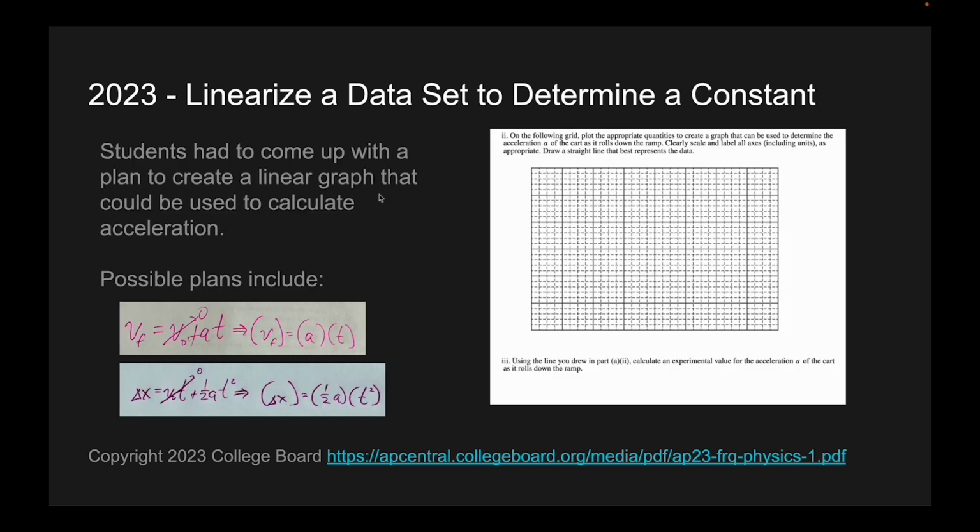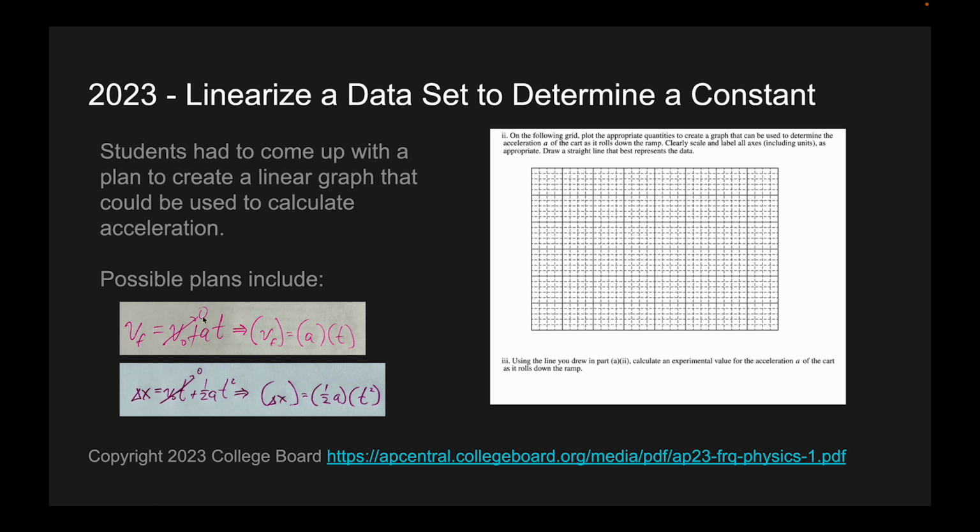So, like I said, you had to come up with that plan, but they did specify that they want a linear graph, and that we would use the slope. Slopes tell us constants. So we want a linear graph. We want to be able to use the slope. So one way to do that would be to calculate the v final values for each of the positions and times. You could calculate what the v final was at that point, in other words, the instantaneous velocity.